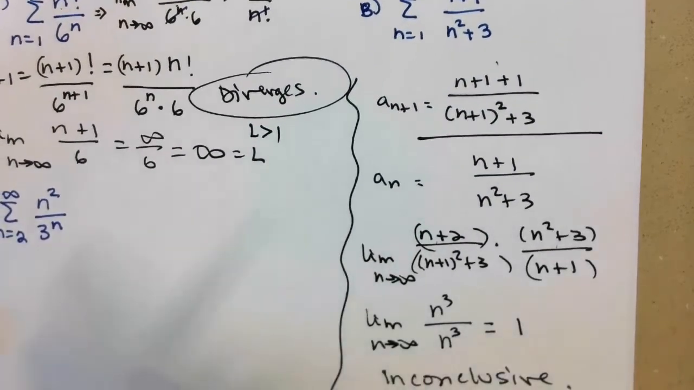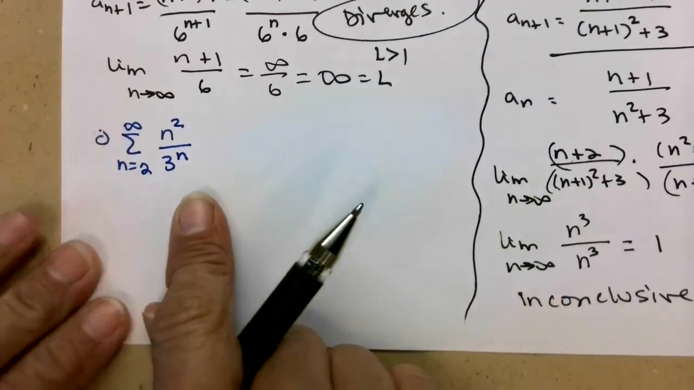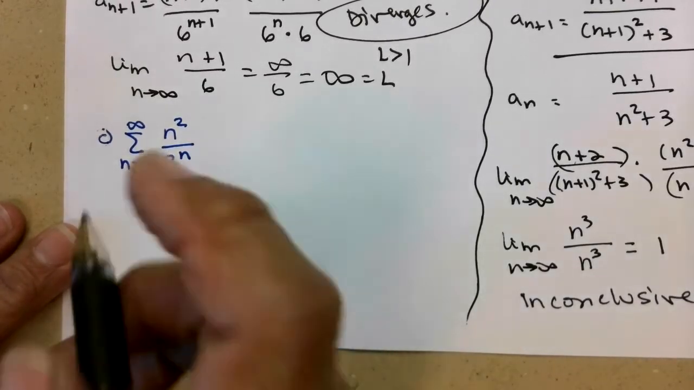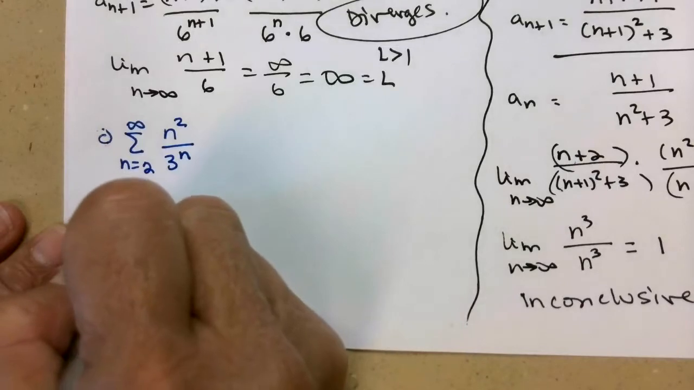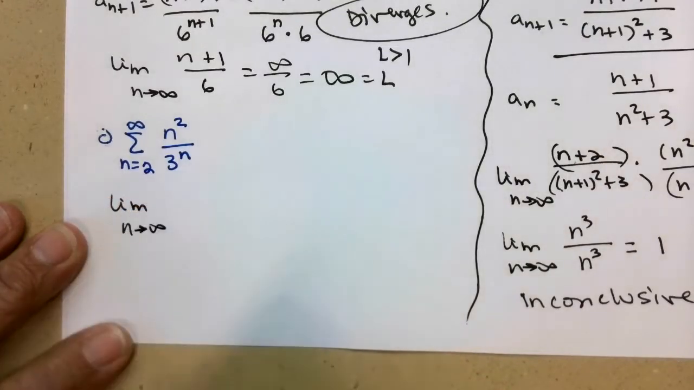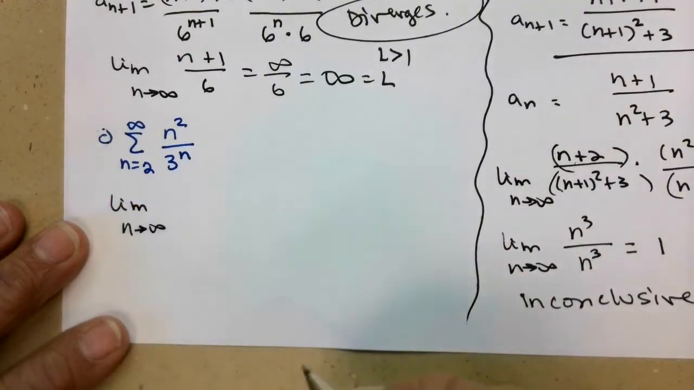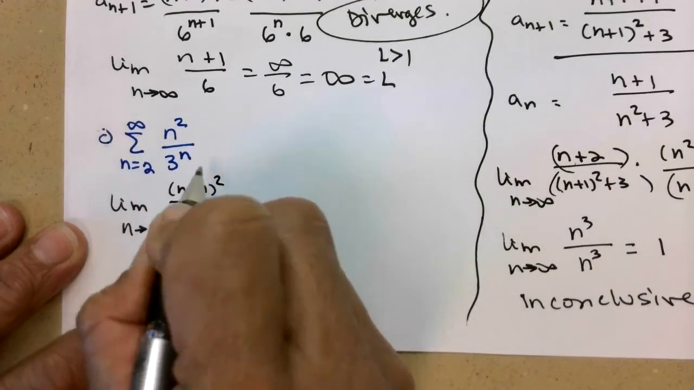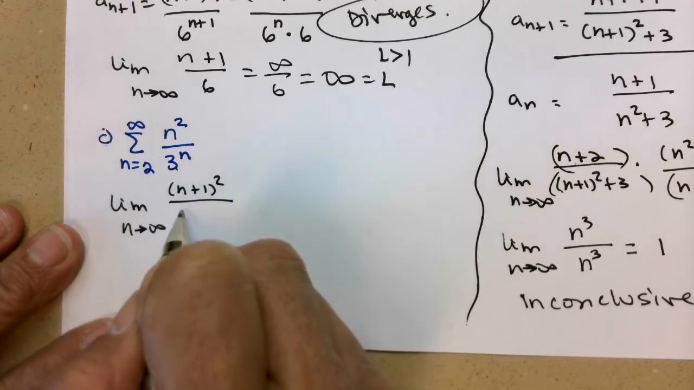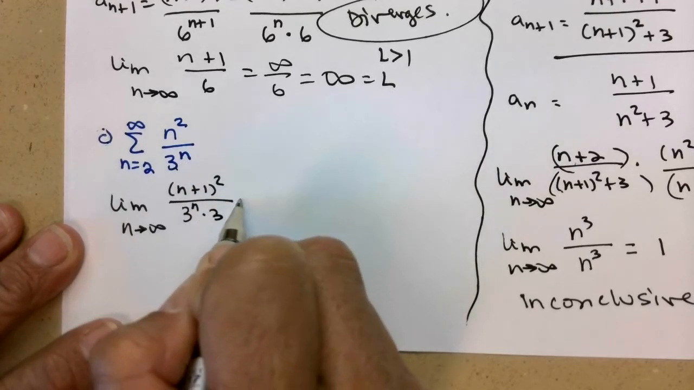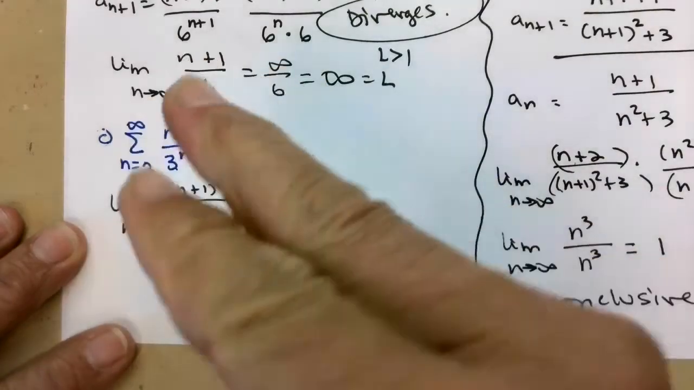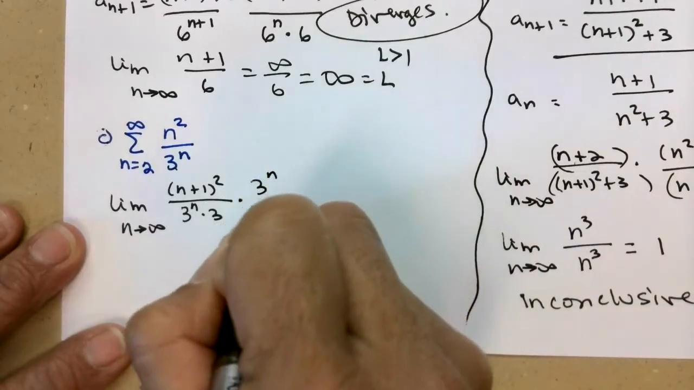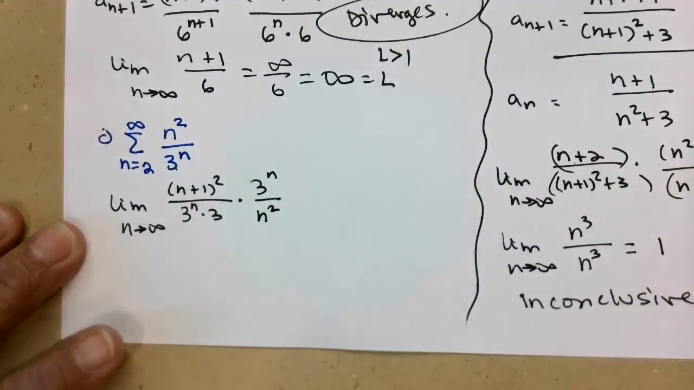Okay, so last one. Hopefully we get one here that converges. I like to do a little of everything. So let's see if we can just write it all down this time. a sub n plus 1 goes on the top, so that'll be n plus 1 squared over 3 to the n plus 1, which is 3 to the n times 3. Then a sub n, we're dividing by it, so that's a flip and multiply: 3 to the n over n squared.